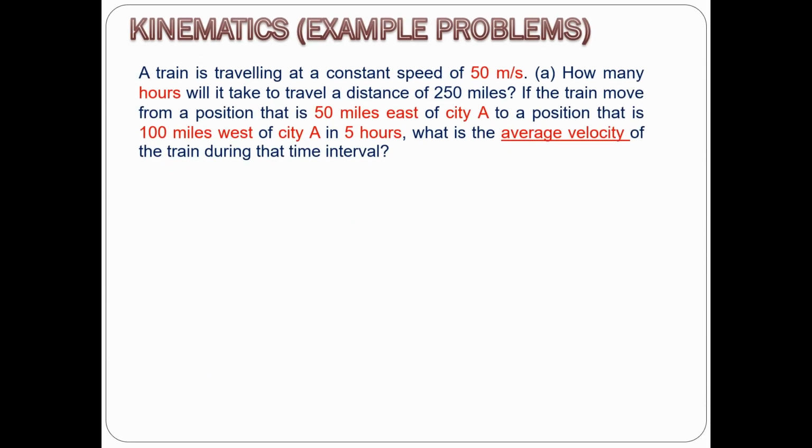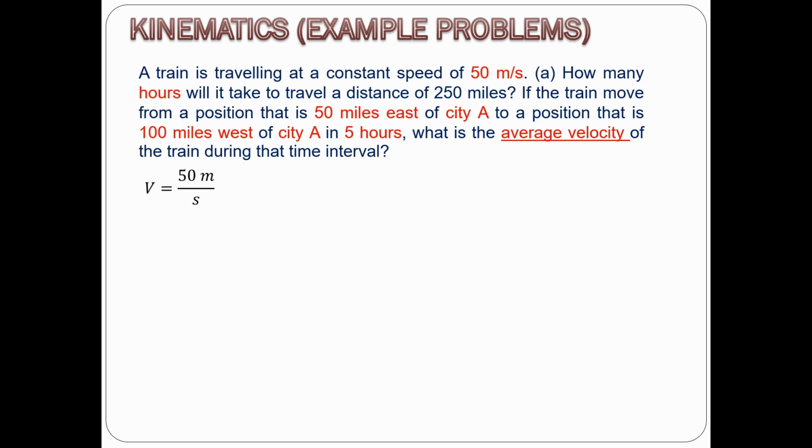Let's solve this problem. A train is traveling at a constant speed of 50 meters per second. How many hours will it take to travel a distance of 250 miles? If the train moved from a position that is 50 miles east of city A to a position that is 100 miles west of city A in 5 hours, what is the average velocity of the train during that time interval? To solve for question A, let's first identify the given parameters.